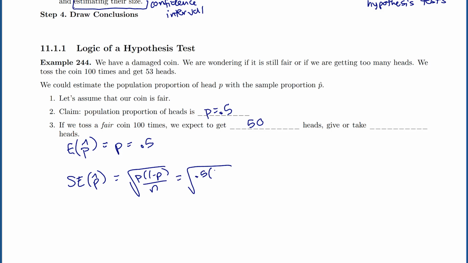So the square root of 0.5 times 1 minus 0.5 all over N, and N would be 100 in this case. So 0.5 times 1 minus 0.5 over 100, take the square root of all of that, we get 0.05 as a proportion. So if I want the number of heads, it would be 5 heads. So if we toss the fair coin 100 times, we expect to get about 50 heads, give or take 5 heads.